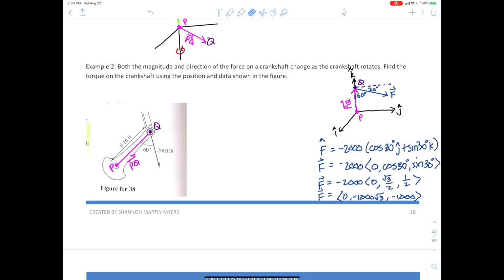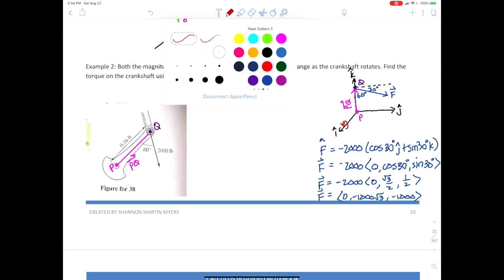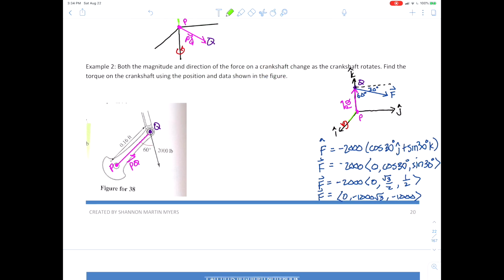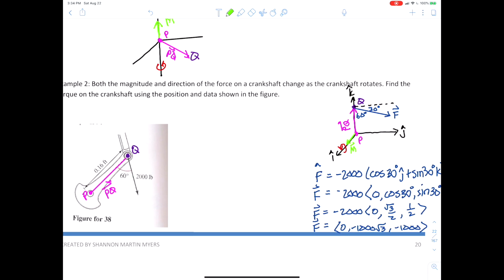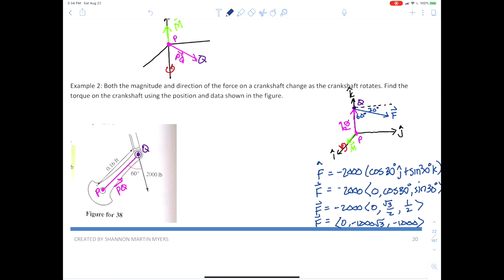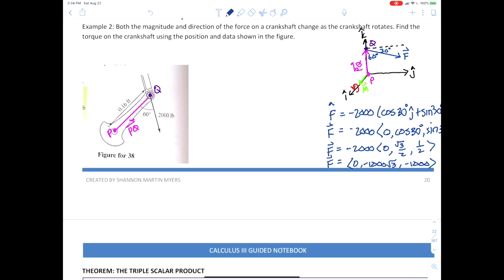So back to our deal here, we're going to be rotating about this axis here, the I-axis, and so M is going to be lying along that axis. So our M vector is going to be here. This is what it looks like. Cool so far? All right. So now, what do we do? Well, we just need to figure out what PQ is.